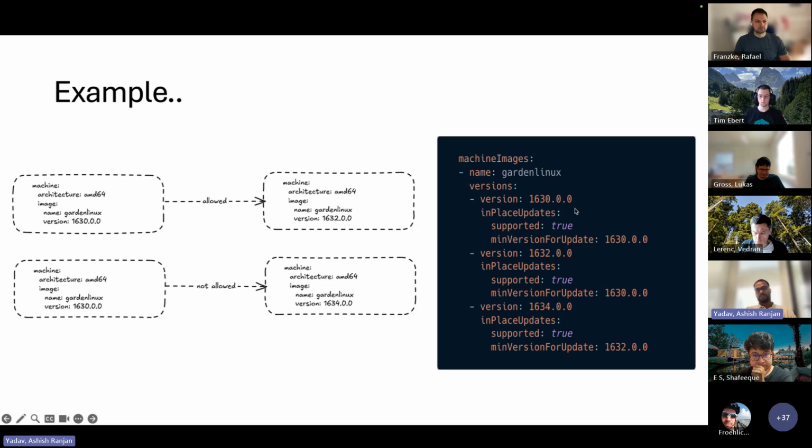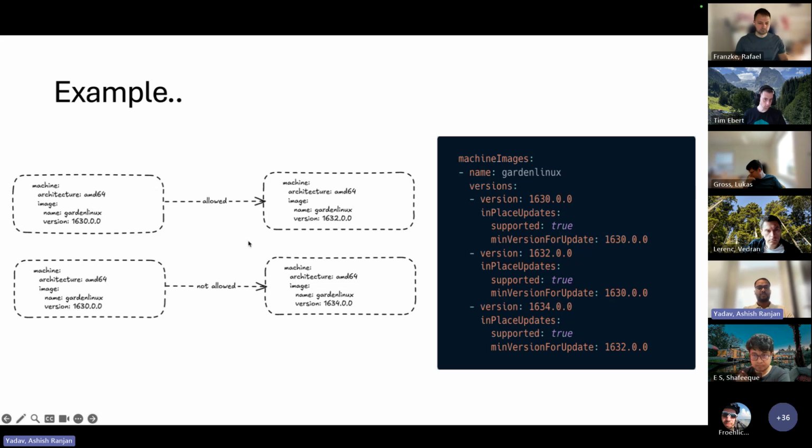Suppose we have a cloud profile here. Here you can see Garden Linux has 1630, 1632, and 1634. All of them support in-place update, which can be seen from the supported field. And the min version for update field is set for all of these versions. So if you want to update from 1630 to 1632, as per the cloud profile, it is allowed because min version for update is 1630, and we are on 1630 and upgrading to 1632.